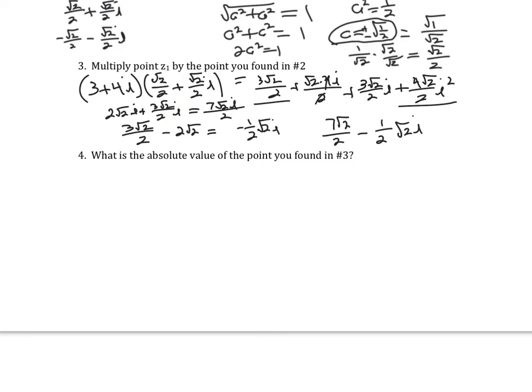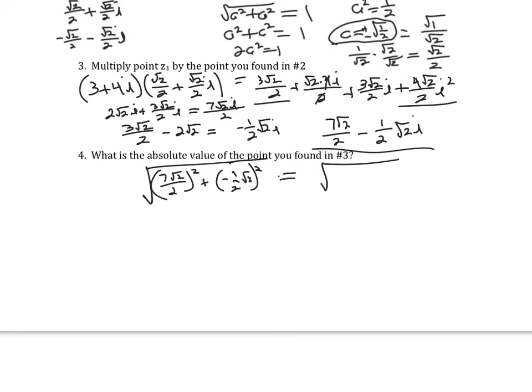Okay, now we want to find the absolute value of this point here. Well, we're going to get the square root of 7 root 2 over 2 squared, plus negative 1/2 root 2 squared. And we want the square root of that, so we're going to end up with the square root of 49 times 2 over 4 plus 1 times 2 over 4, which is going to end up giving us the square root of 100 over 4, which is going to give us the square root of 25, which is equal to 5.